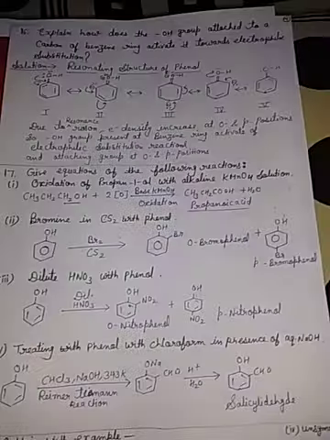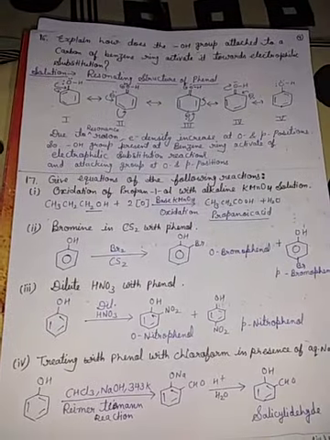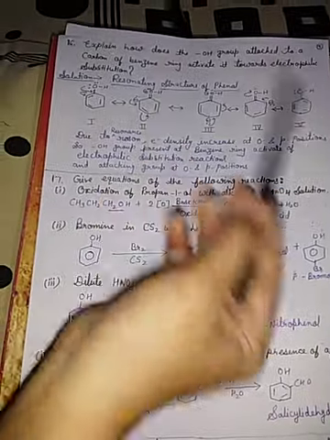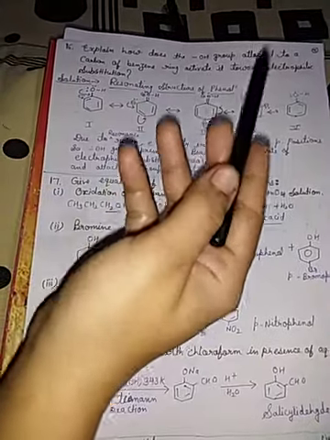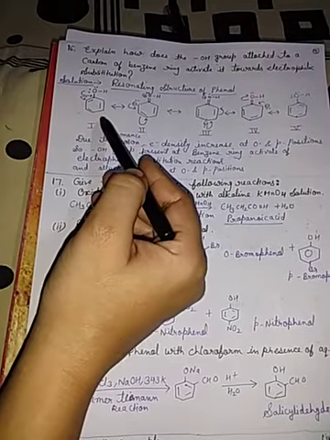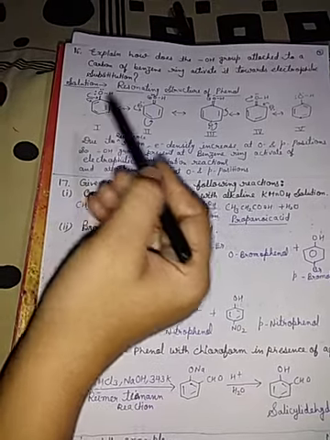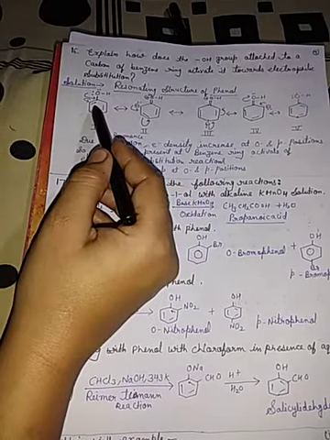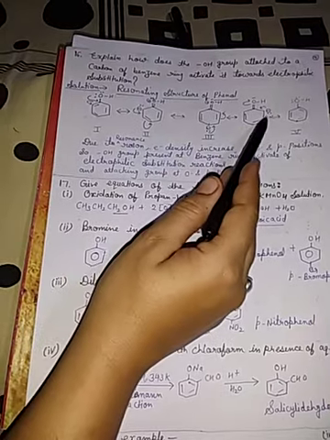Next, question number 16. Explain how the OH group attached to a carbon of the benzene ring activates it towards electrophilic substitution reaction. The same concept follows in this question. How does the OH group attached to the carbon of a benzene ring activate it towards electrophilic substitution? That means OH shows resonating structures.